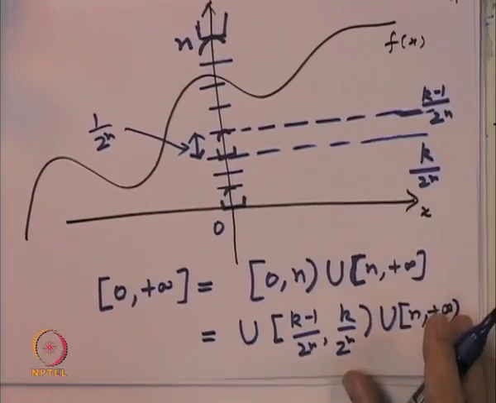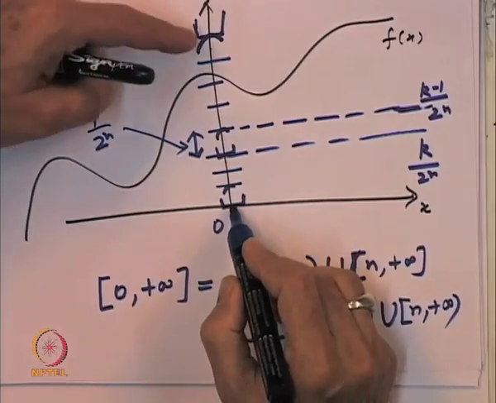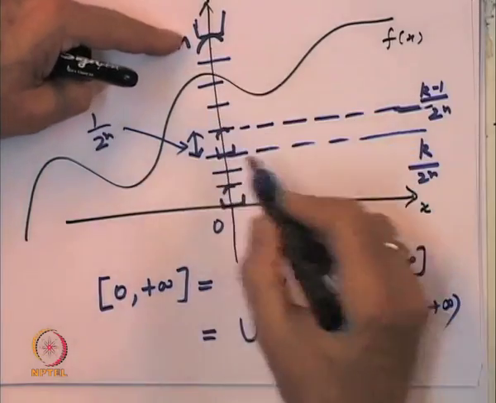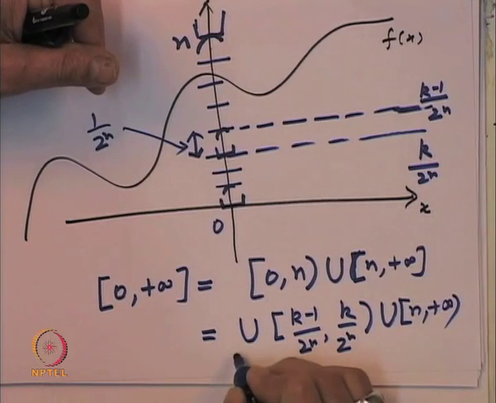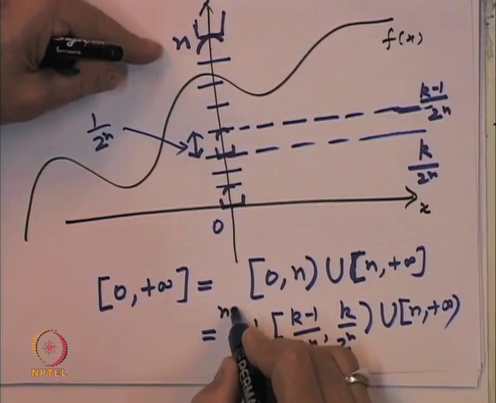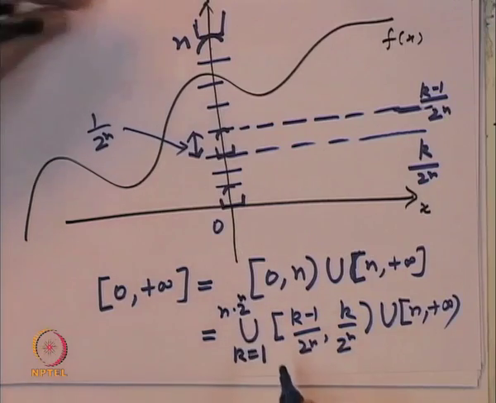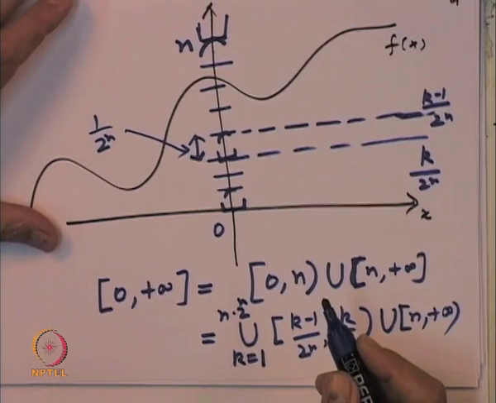And this union, how many such small pieces will be there? The total length from 0 to n, and each sub interval has length 1 over 2 to the power n. So, this starts with k equal to 1 and goes up to n times 2 to the power n. So, this is what we do.